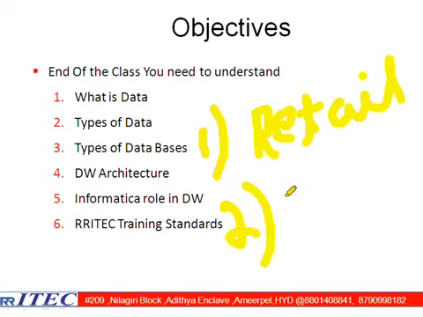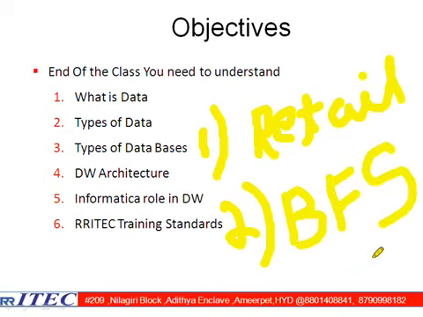This is called the banking sector. The banking sector is normally known as banking, finance, and services. BFS is called one domain. All these things are called different domains. Retail is one domain, BFS is one domain. Here also the customer is interacting with the business. That is the reason we got data.